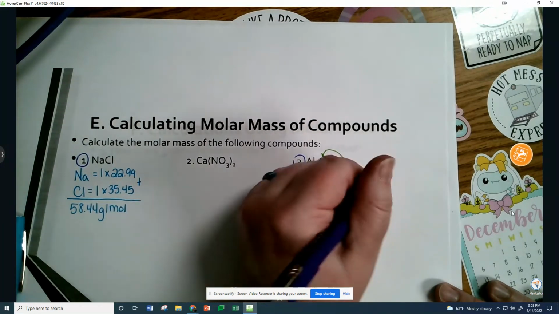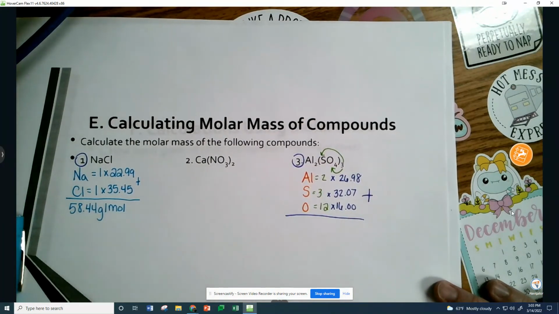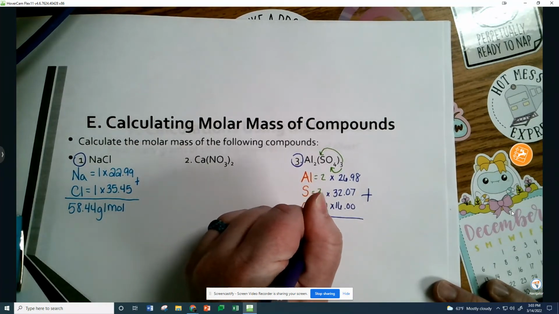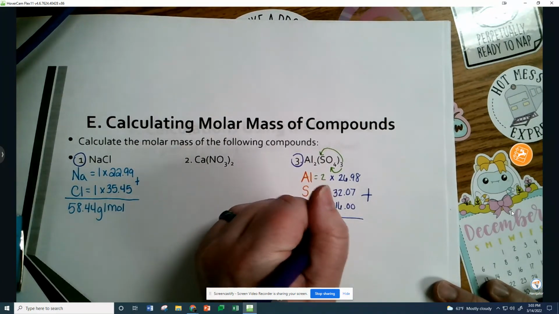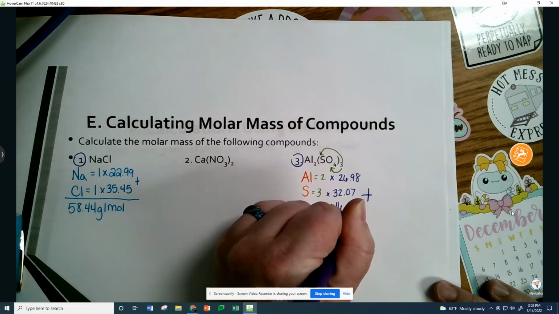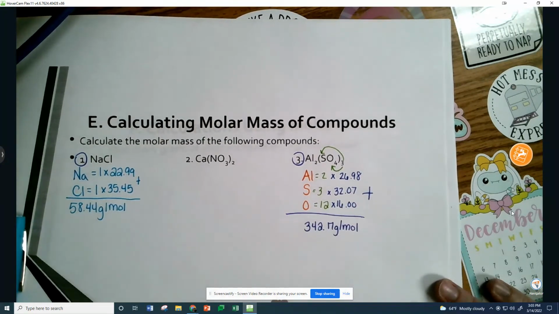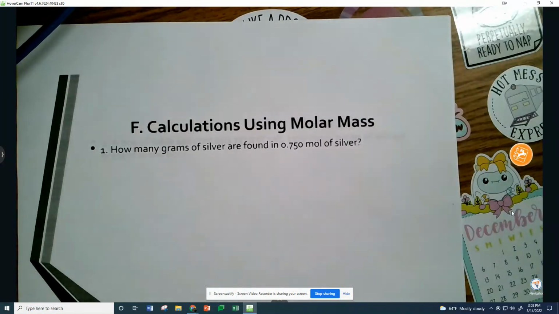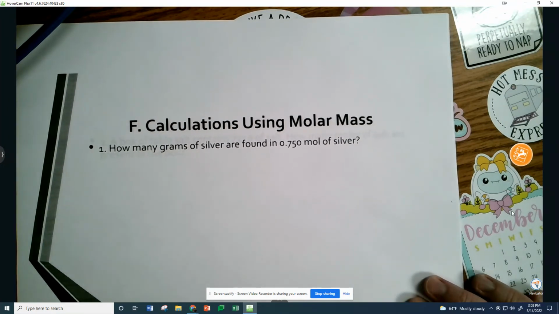Again, what you're doing is you would multiply and then add these all up. And we get an answer of 342.17 grams per mole. That's going to help us with the other style of conversion. So here, if we need anything that starts with grams or ends with grams, we need molar mass.